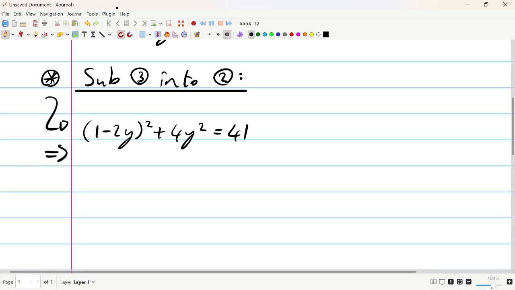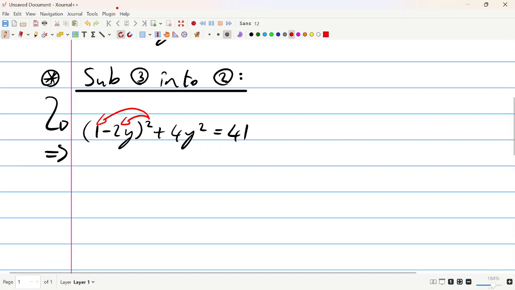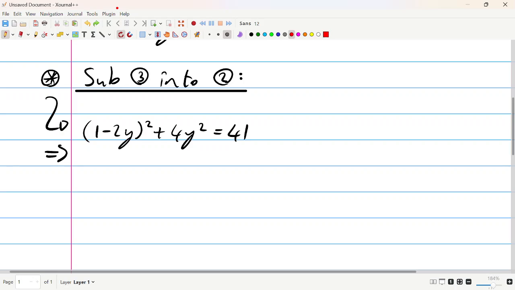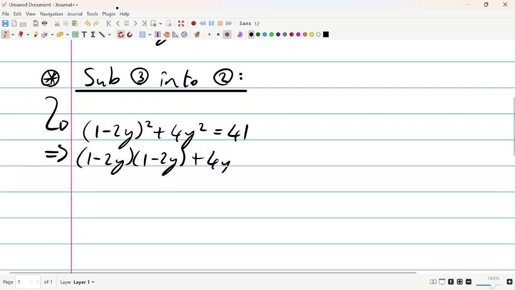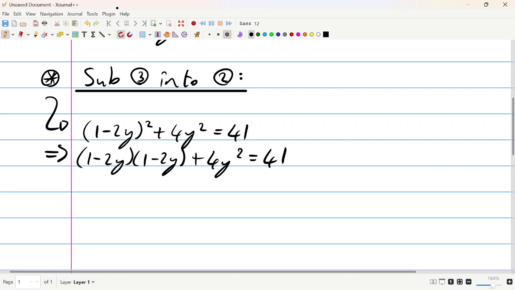And how are we going to do that? Clearly we have a bracket squared. And no, you are not allowed to take the square into each term because it is separated by a subtraction sign. Only if it's separated by a division or multiplication can you take that exponent in like that. But now we have to expand it such that we have something squared, which is (1 minus 2y) multiplied by (1 minus 2y). So the bracket is just multiplying itself twice, because that's what the square means. Plus 4y squared is equal to 41.